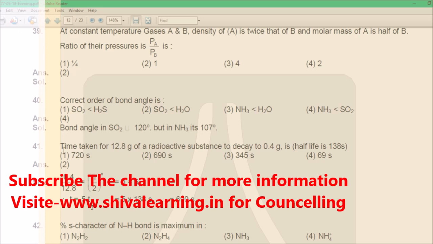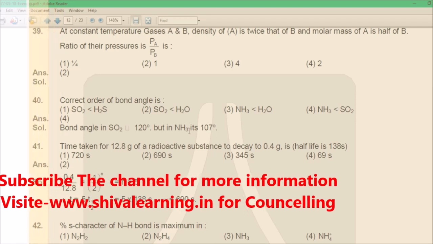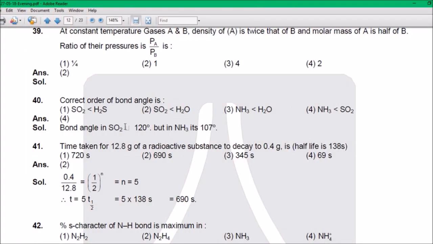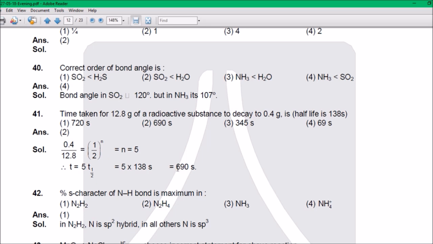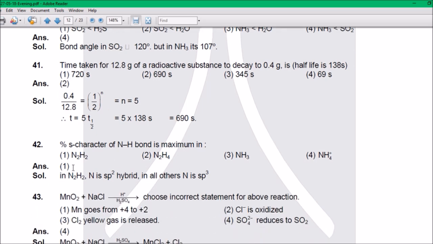And then 41, the correct order of bond angle. I think you will understand: bond angle in SO2 is 120 degree and NH3 is 107 degree. Why? Why does NH3 have 107 degree and SO2 have 120 degree? Can you think? Think about the free electron pair on S and the free electron pair on nitrogen. And also think about the orbitals of both the first elements. And then 41, the answer is 692.